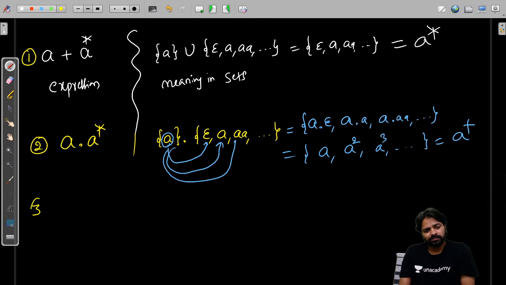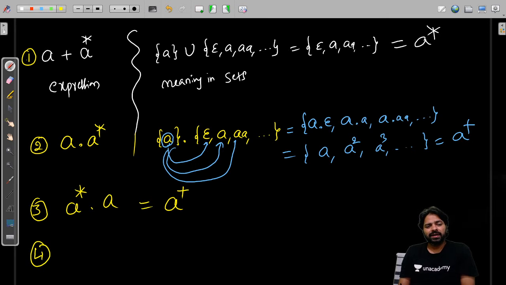And the third one. A star dot A. Is it the same or not? It's also A plus.